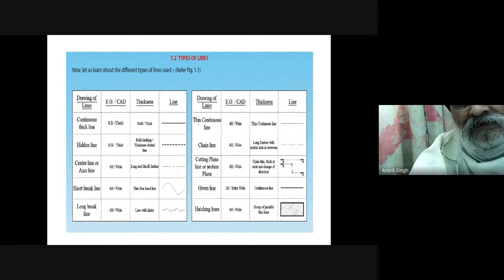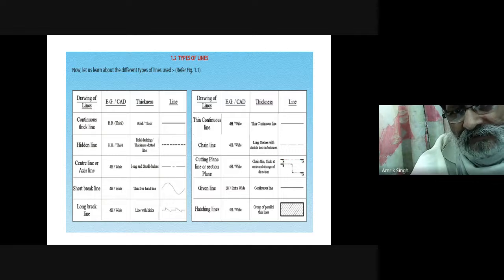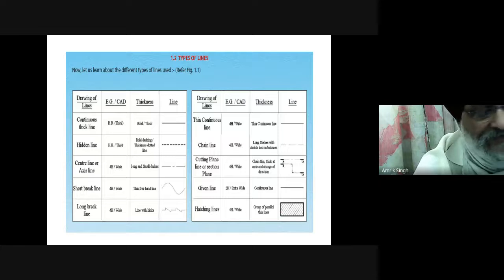Then the thin or continuous thin line. A thin line is drawn with a 4H pencil, and the chain line is drawn like this. It is again drawn with the 4H pencil. Then cutting planes. This is a cutting plane line. This you will understand later. And then a continuous line. Then the hatching line. These smaller lines are hatching lines. Let me draw it again. Suppose there is a part.